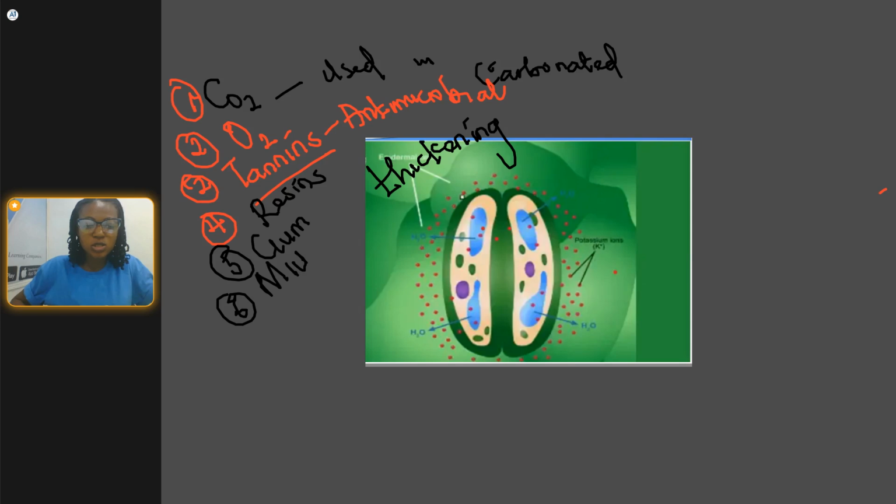Another product is mucilage. This is an ingredient in cough syrups and laxatives. You can see plants are very useful to humans. So mucilage is used in cough syrups and laxatives. It also acts as a thickener in food, soaps, jellies and all of that. It is also used in skincare products to retain moisture. And the last one is the alkaloid.